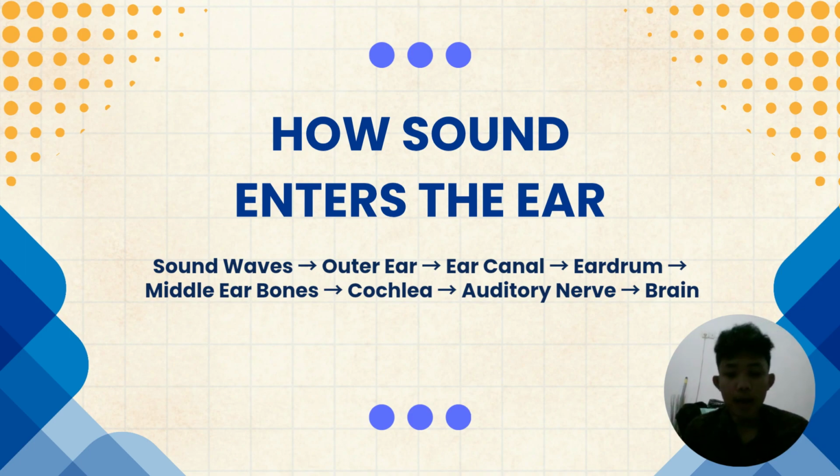After that, the vibration reaches the cochlea in the inner ear. Inside the cochlea, the vibration is transferred into electrical signals. These signals are sent to the brain, and the brain interprets them as a meaningful sound. So basically, hearing is not just about the ear; it's a collaboration between the ear and the brain.